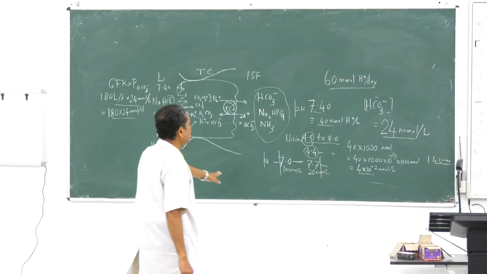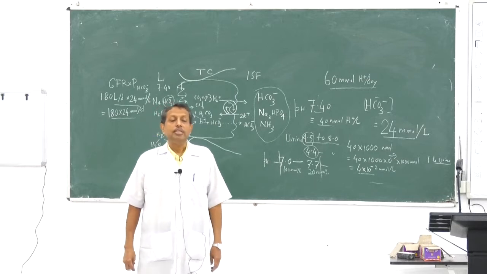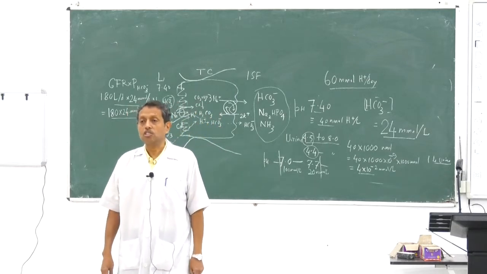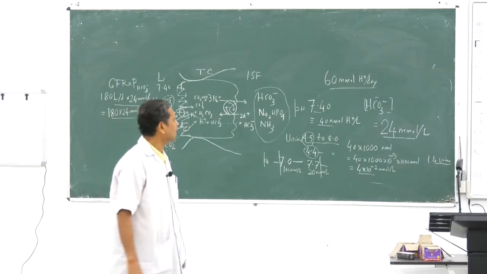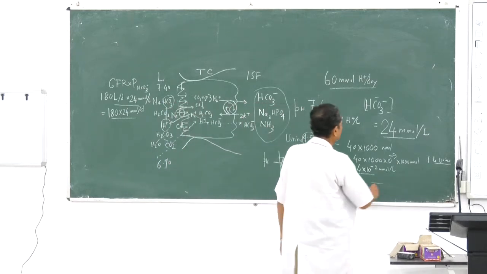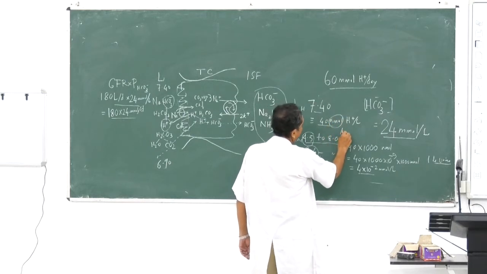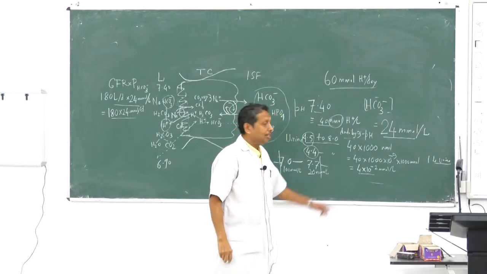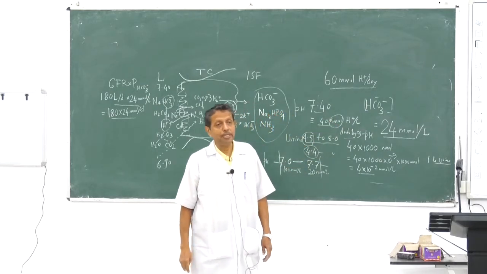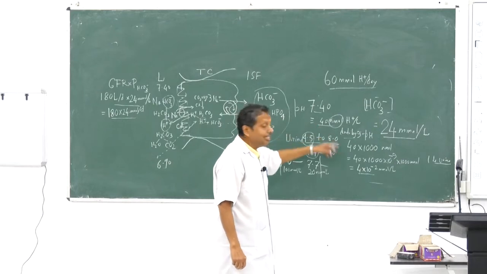And by the easy formula of antilog 9 minus pH, you can convert any pH value into the concentration per liter, nanomole concentration. For example, 40 nanomole, antilog 9 minus pH. From this you can get any value in nanomole concentration.